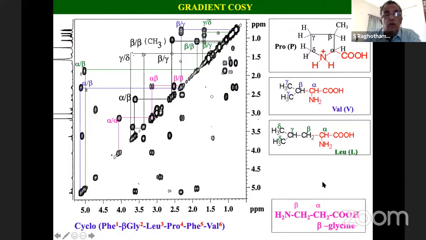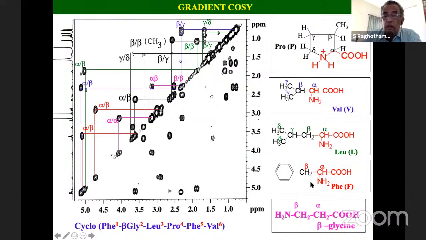Now, this is a special residue called beta glycine. There are 2 alphas, 2 betas. You can pick that up also. And now there are 2 phenylalanines, phenylalanine 1 and phenylalanine 2. It simply has this alpha beta connection. It won't have a connection to the aromatic, which comes much further down. But there are two, and you cannot say which is phenylalanine 1 and which is phenylalanine 2 from this, but then you have to do a combination COSY and NOESY spectrum.